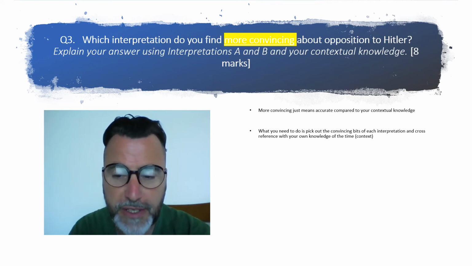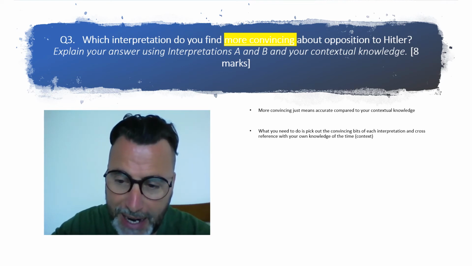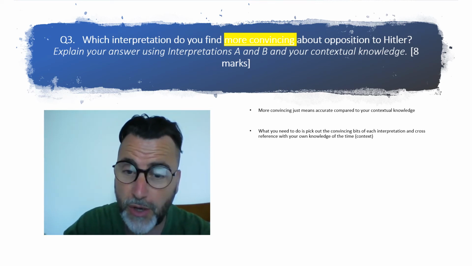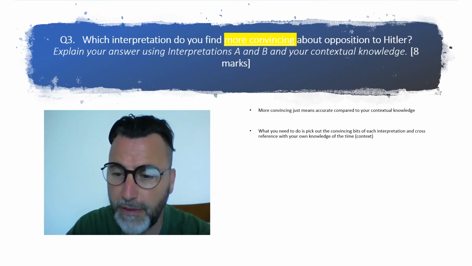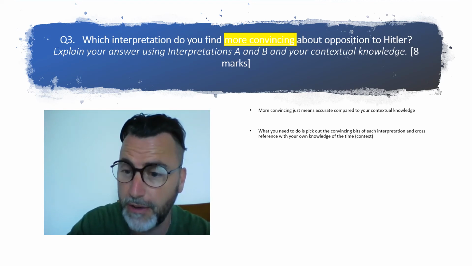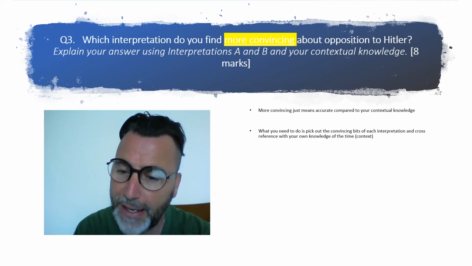Pick out the most convincing bits of each. Now, you must talk about both. Pick out the bits of A that are convincing and tell me why that's convincing. Cross-reference with your own knowledge. So, in interpretation A, they say that many students did not believe in what Hitler was saying. I know this to be true because I know, for example, in 1940, Hans and Sophie Scholl were arrested for, and so on. Back it up with what you're saying.